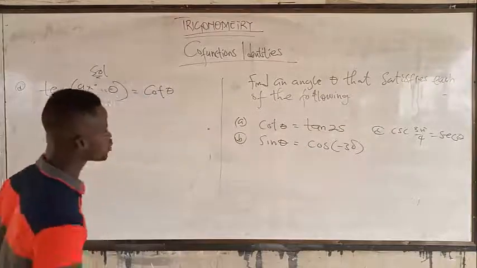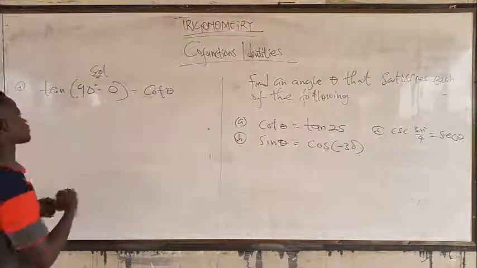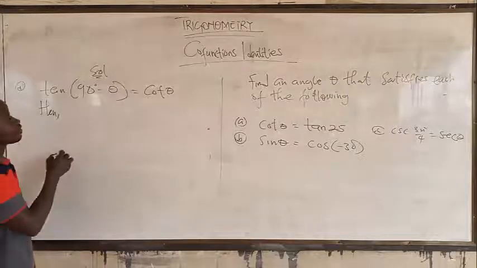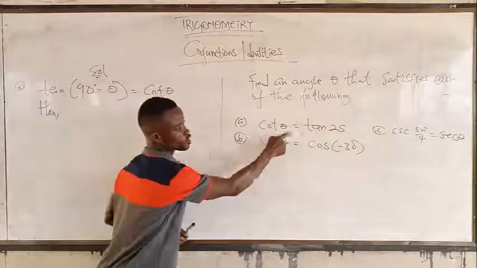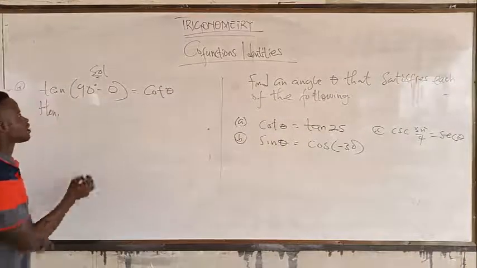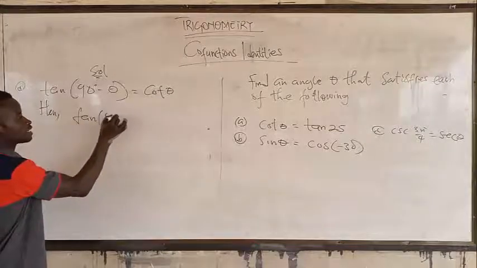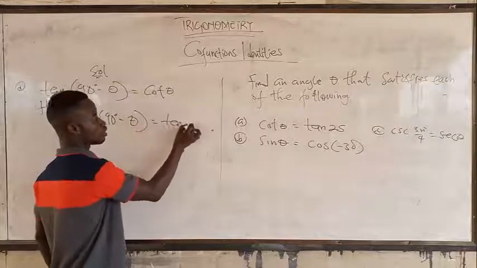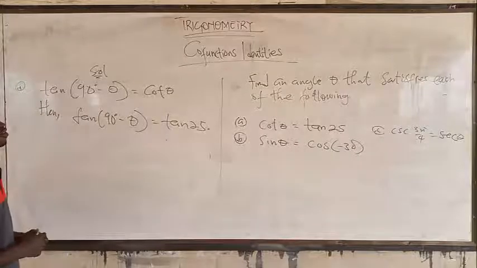Very good. So let's go for that. Now, if this is equal to this, then we can say that this is equal to this and cos theta is equal to 25. Therefore, we can say that tan of 90 degrees minus theta is going to be equal to tan 25. Alright, very good.